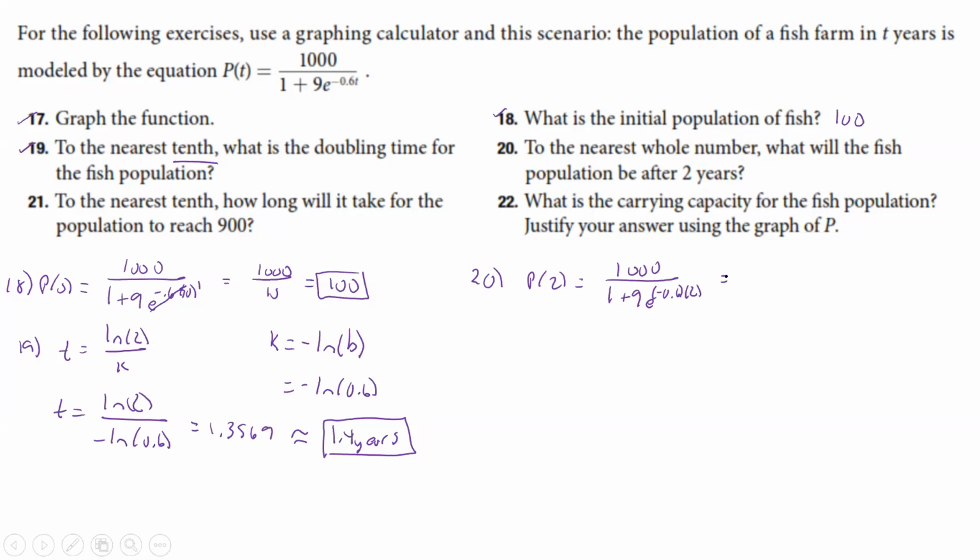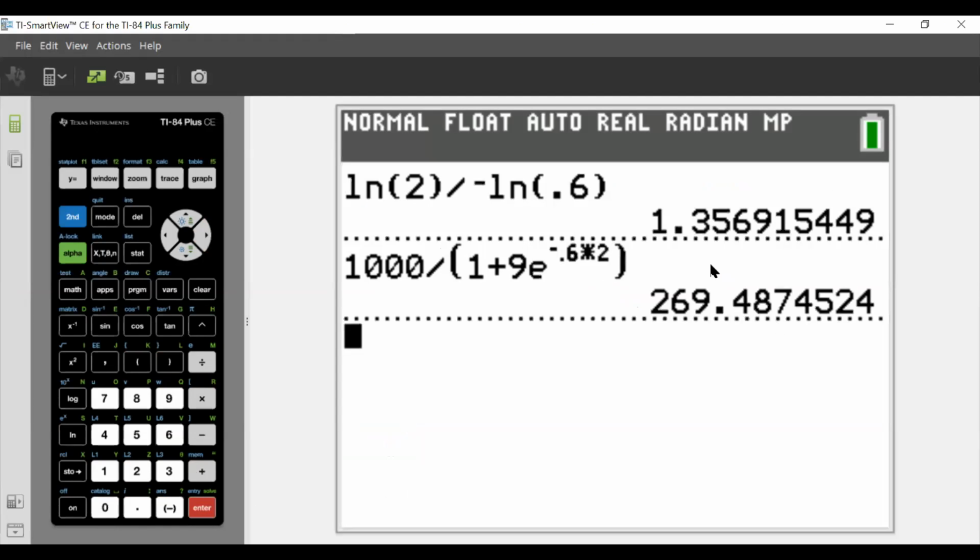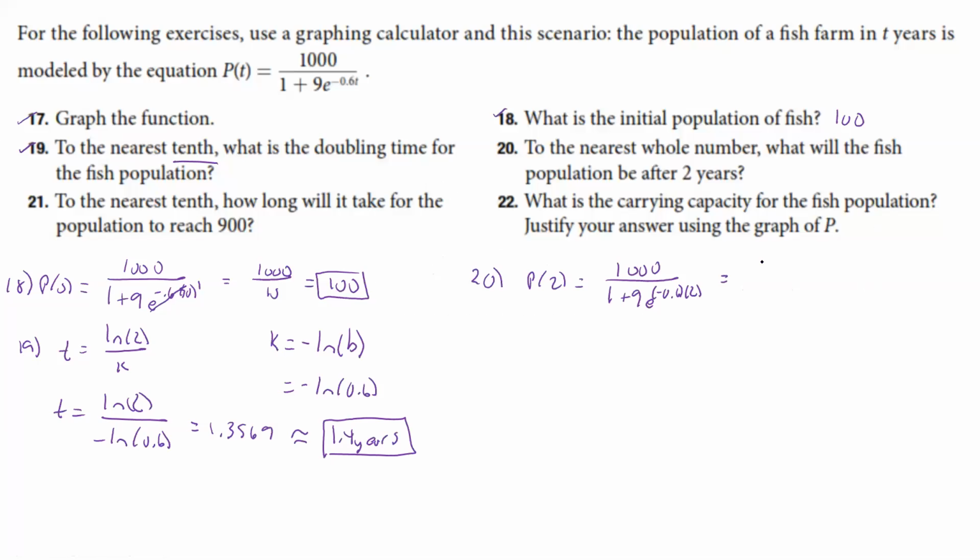And if we plug that into our calculator, what do we get? Well, let's go back over to our calculator, and we're going to have our 1,000 divided by, and we'll put 1 plus 9, and then it's e to the negative 0.6 times 2, arrow down in parentheses, and so that gives us 269.48. And so what does that give us here? It's going to be 269.48, and we want it to the nearest whole number.